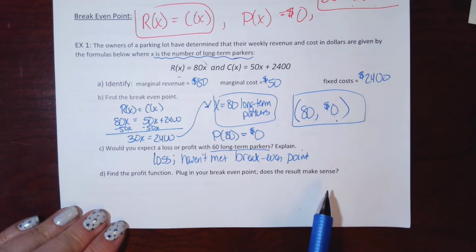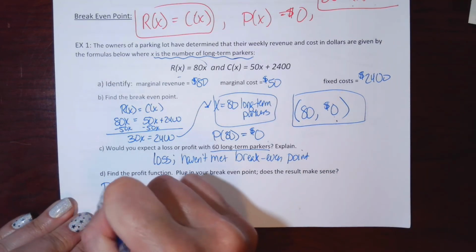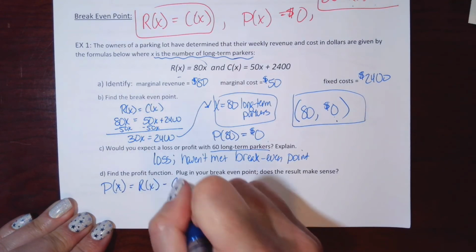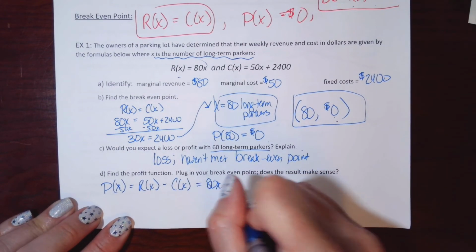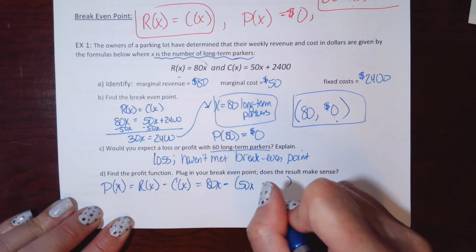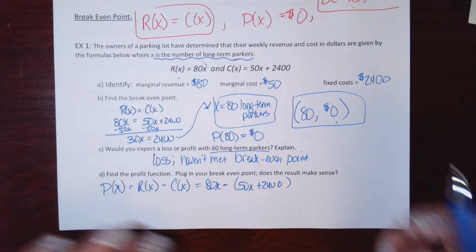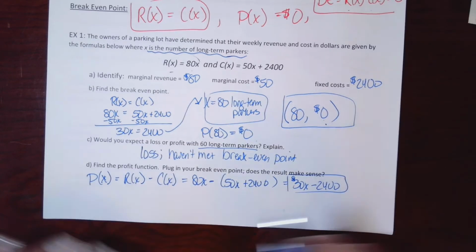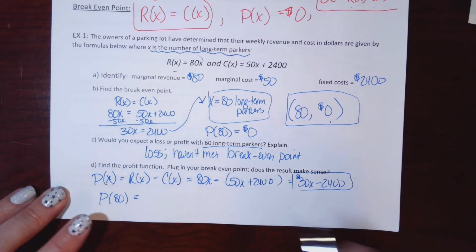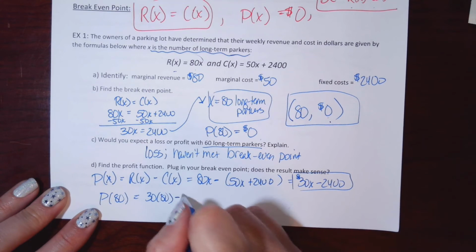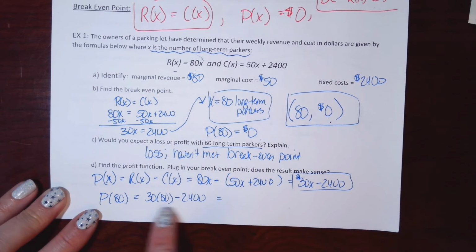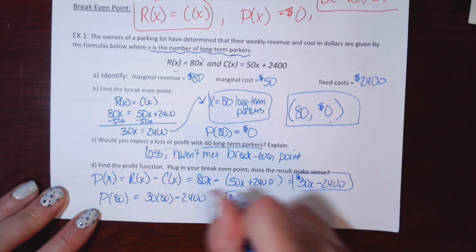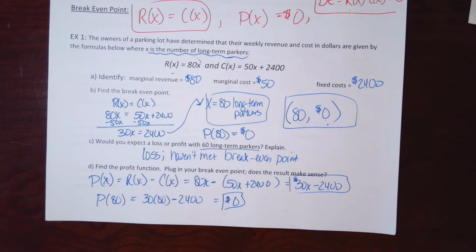Find the profit function. Plug in. Now we set this up here, but we didn't plug it in. So let's find the profit function. P of x is revenue minus cost. So 80x minus, and don't forget your parentheses there, (50x plus 2,400). And then that becomes 30x minus 2,400. So that's my profit function. If I actually plug in 80 long-term parkers here, 30 times 80 minus 2,400, 2,400 minus 2,400 is my $0 profit. So that helps us to verify that we got the break-even point correct.